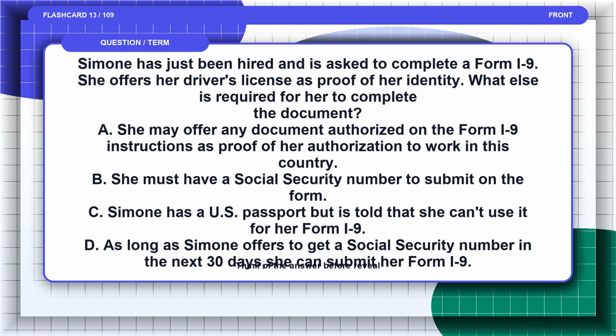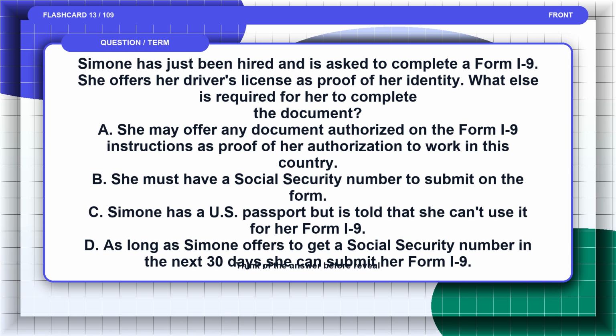Flashcard 13. Simone has just been hired and is asked to complete a Form I-9. She offers her driver's license as proof of her identity. What else is required for her to complete the document? She may offer any document authorized on the Form I-9 instructions as proof of her authorization to work in this country.